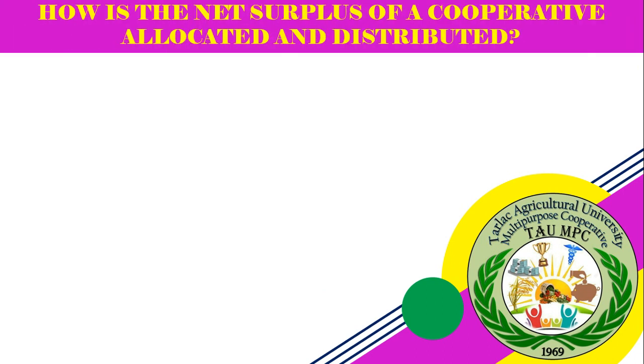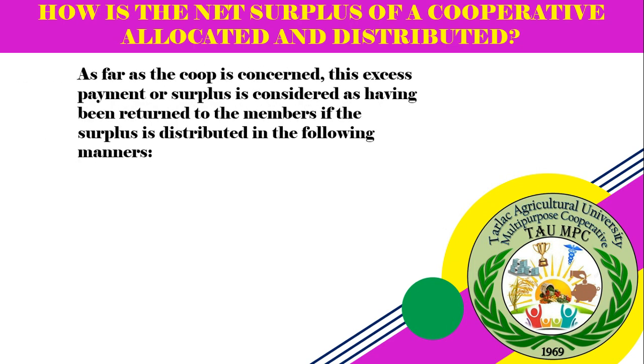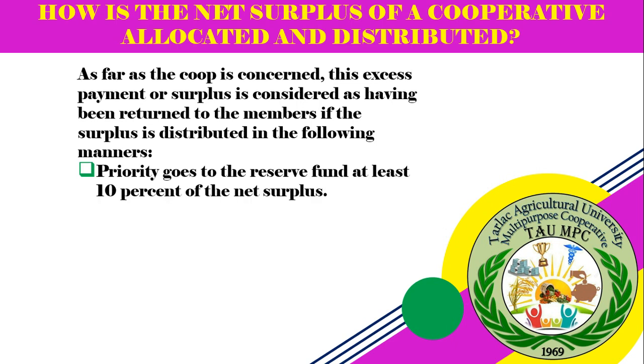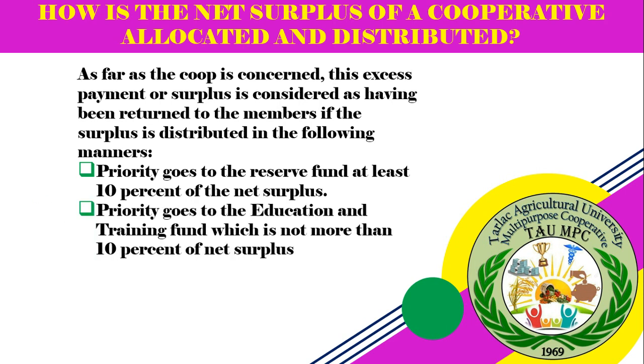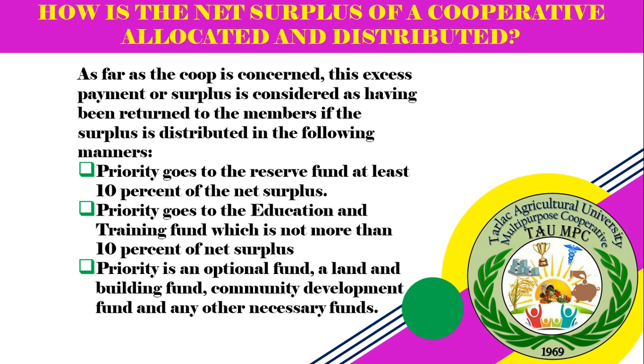How is the net surplus of a cooperative allocated and distributed? As far as the co-op is concerned, this excess payment or surplus is considered as having been returned to the members if the surplus is distributed in the following manner. First, priority goes to the reserve fund, at least 10% of the net surplus. Second, priority goes to the education and training fund, which is not more than 10% of the net surplus. Third, priority is an optional fund, a land and building fund, community development fund, and any other necessary funds.